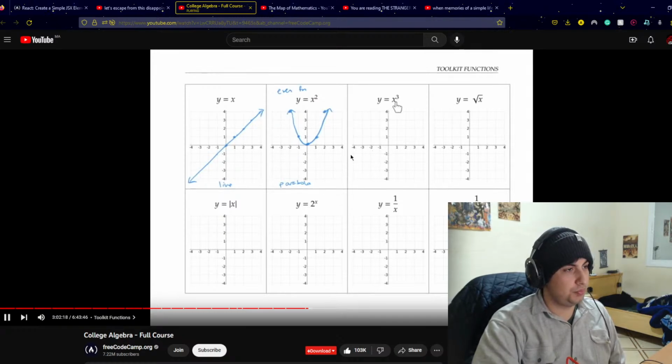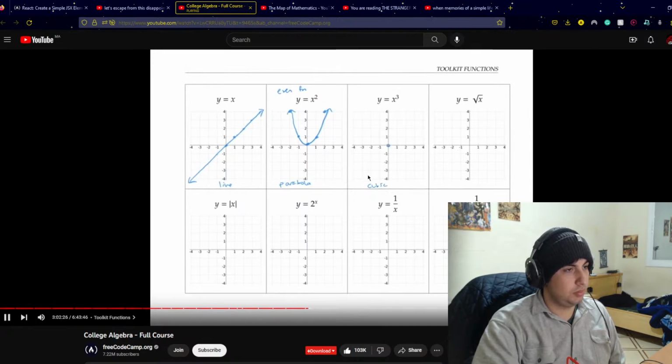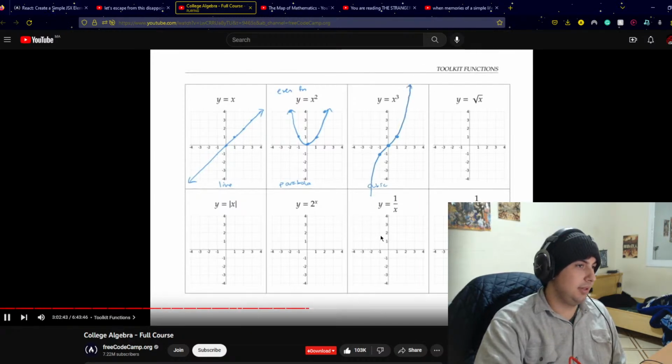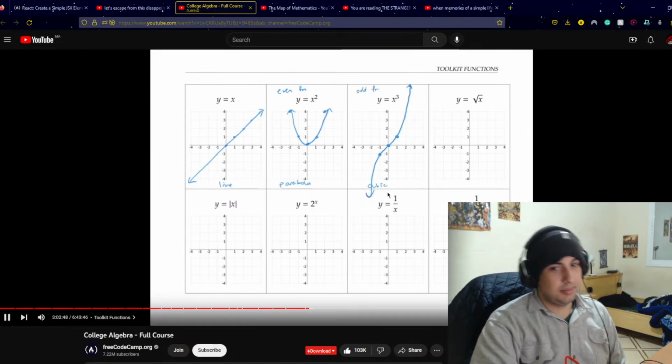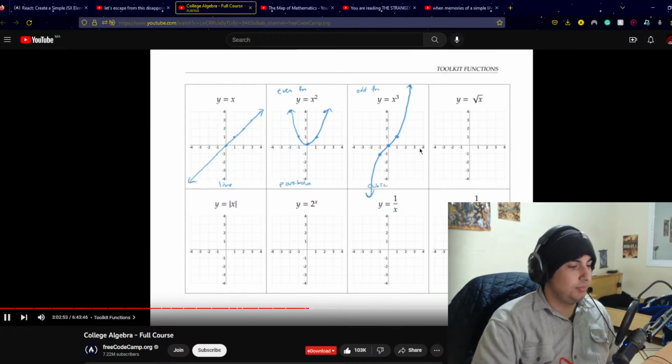The next function, y equals x cubed, I'll call that a cubic. Let's plot a few points. When x is 0, y is 0. When x is 1, y is 1. When x is -1, y is -1. 2 goes with the point 8 way up here, and an x value of -2 is going to give us -8. If I connect the dots, I get something that looks kind of like this. This function is what's called an odd function because it has 180-degree rotational symmetry around the origin.